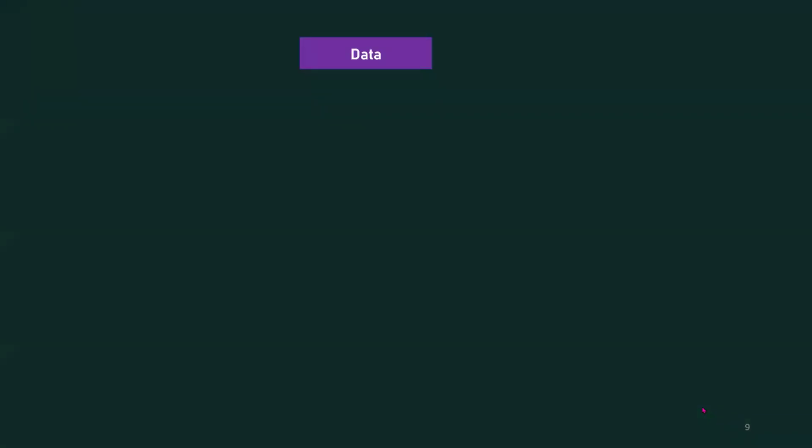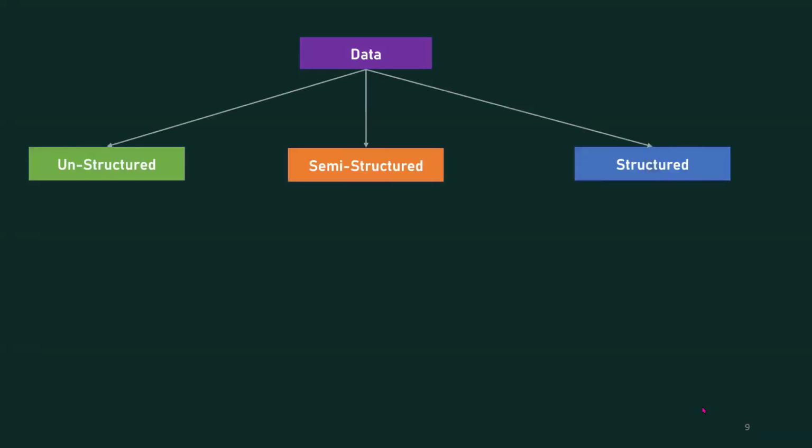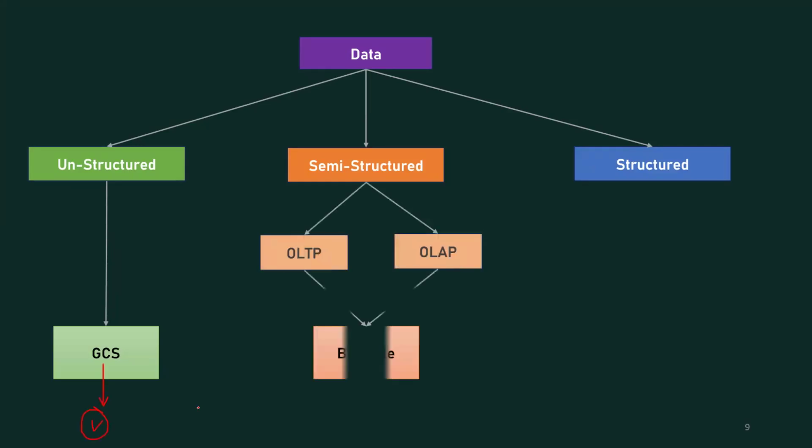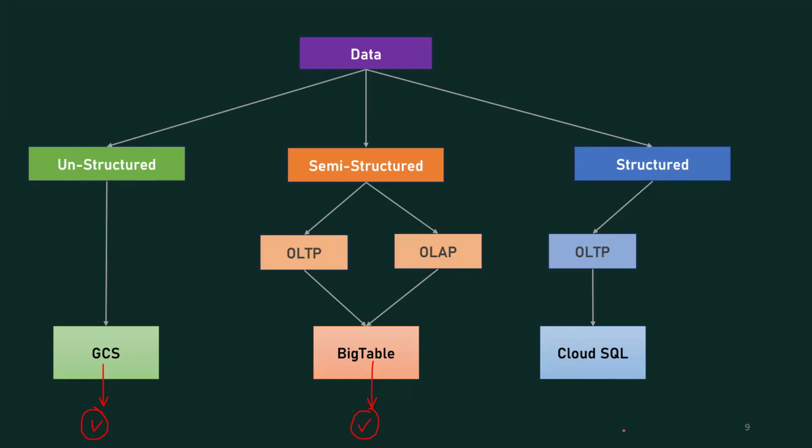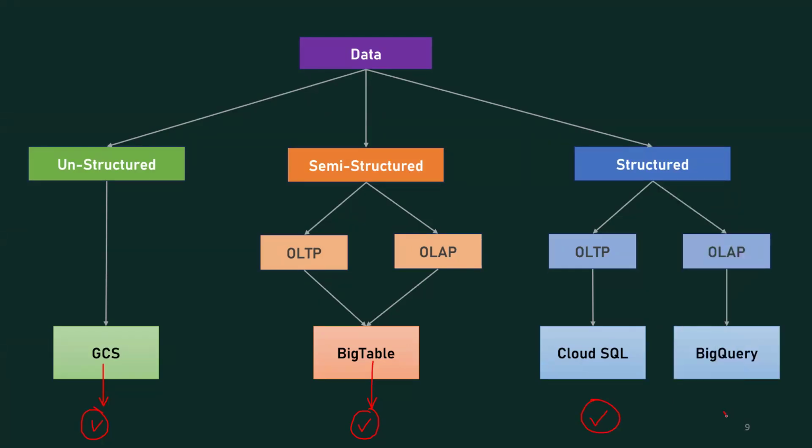And next, we are going to cover the basic data engineering tools as well. If I have data, data is categorized into unstructured data, semi-structured data, and structured data. For unstructured data, we are going to look at GCS. We are going to have a basic idea of what GCS is and how to work with GCS. And for semi-structured data, we have OLTP and OLAP. We are going to cover the basic idea of what Bigtable is. And for structured data, we have the OLTP system, that is Cloud SQL. And OLAP, what is BigQuery?